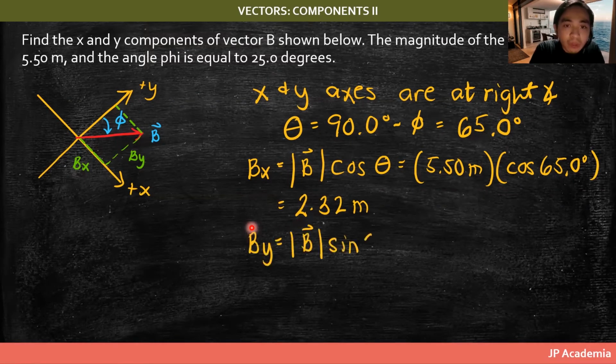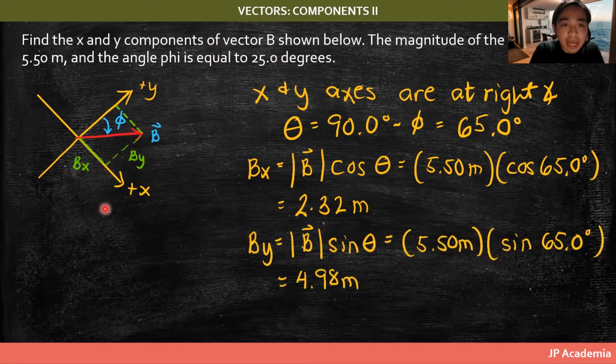For the y component, same lang, but this time sine. Tandaan natin yung trigonometry natin. So sine yan kasi opposite over hypotenuse, yun yung sine theta. So yung opposite na yun, that refers to your b sub y or yung y component mo. And therefore, substitute mo lang yung given na values, makukuha mo yung 4.98 meters. So madali lang naman. So ganun kumuha ng components kapag ganito yung case.